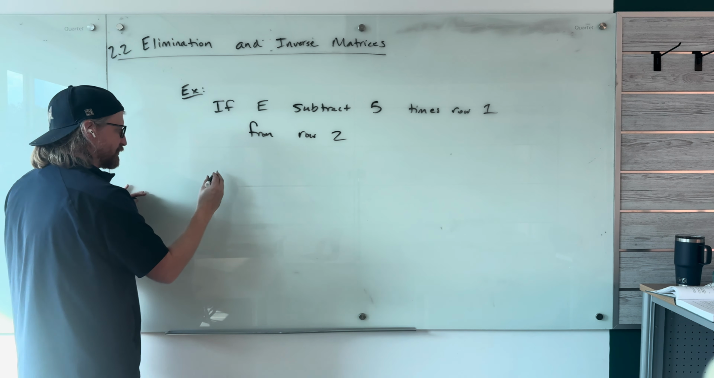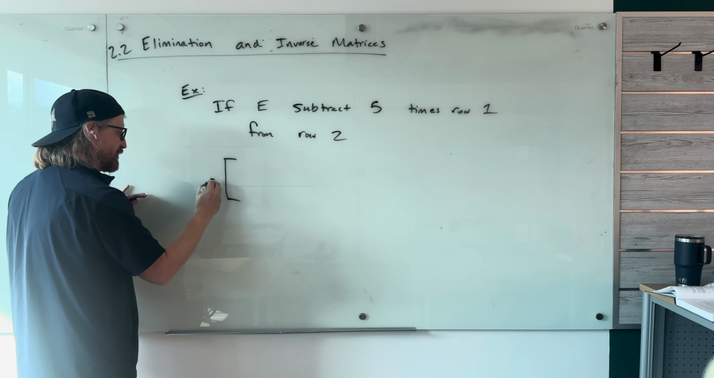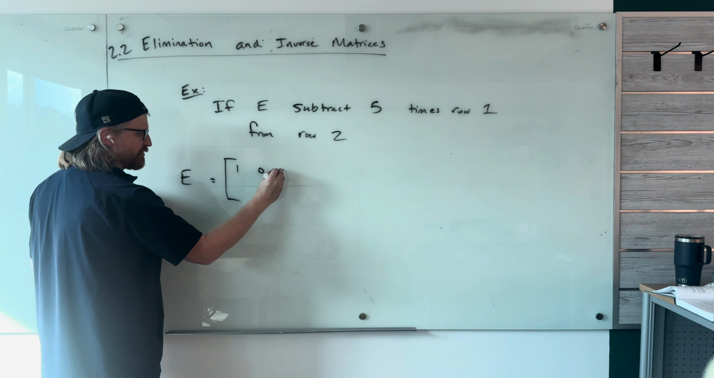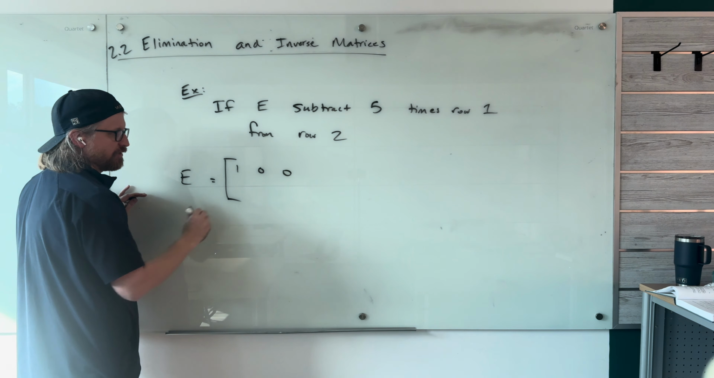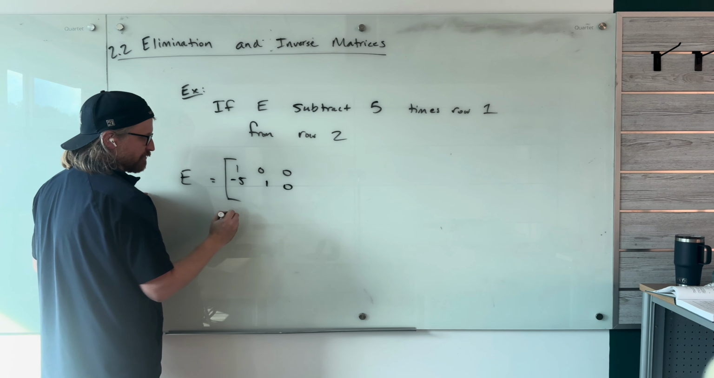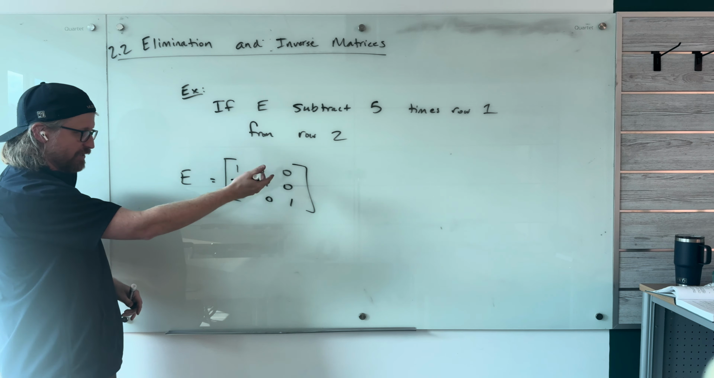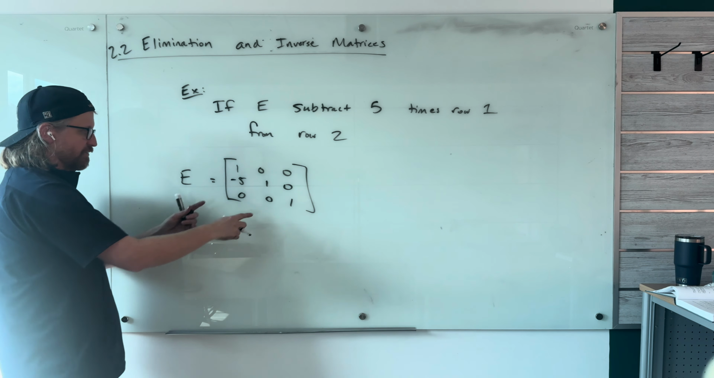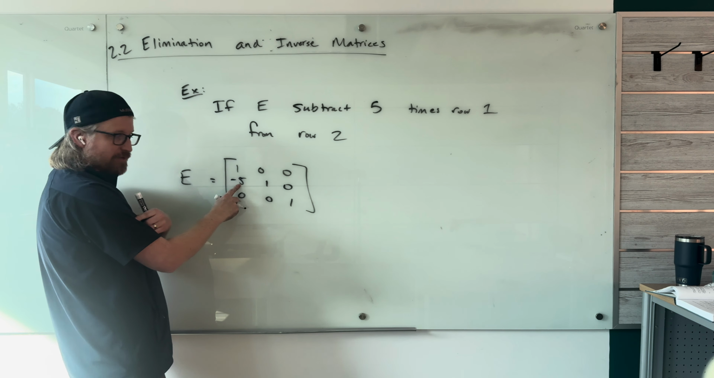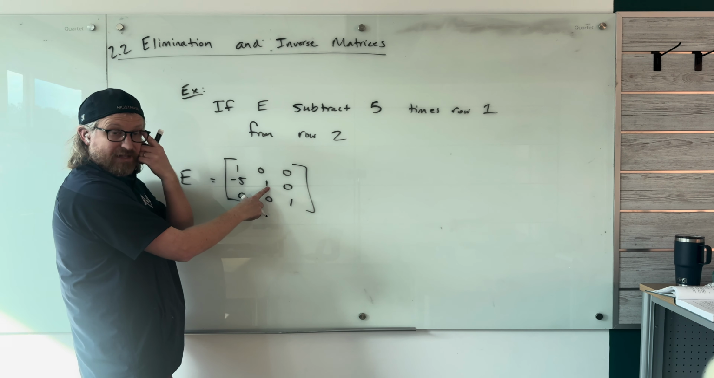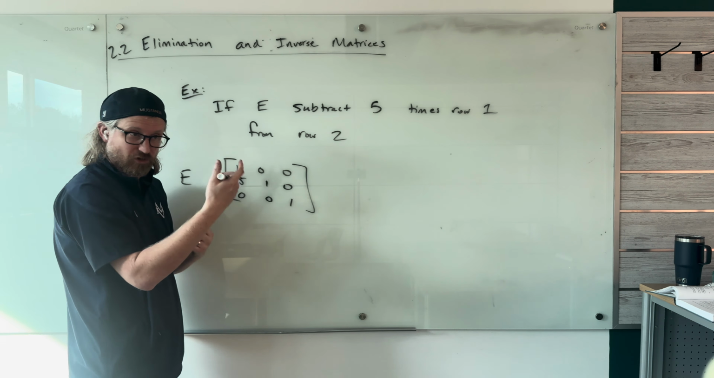And so if we do that to a matrix, then my elimination matrix E would look something like 1, 0, 0, negative 5, 1, 0, and then 0, 0, 1. So if I multiply this matrix on the left-hand side by 2A, for example, then this is essentially going to take row 1 and multiply by negative 5 and add that to row 2, aka creating that subtraction.